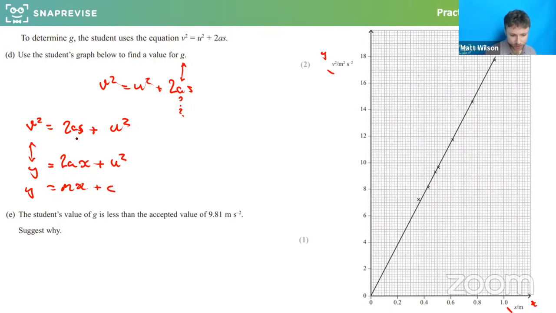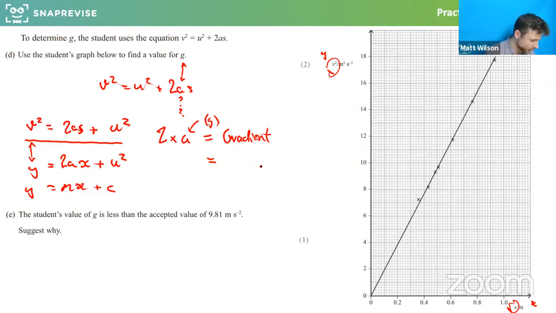So what this equation tells us is that if you plot v squared, which they did, against the distance s, then the gradient will be two lots of the acceleration. And that is the same as two lots of g. So the key here is to say that two times acceleration, and that thing is gravitational acceleration, is equal to the gradient. And then we'll divide the gradient by two.